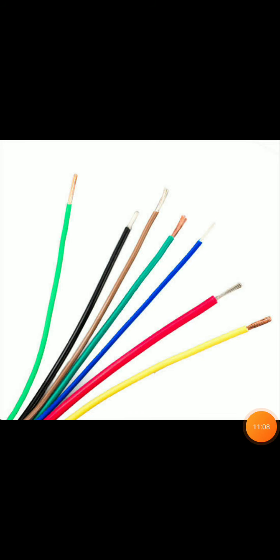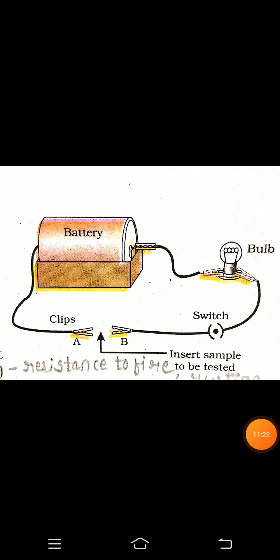Why are electric wires coated with such kind of substances? Wires are coated with such substances because it gives resistance to fire. Also, it prevents rusting. So, in between this A and B, if we keep metals, then it conducts electricity. So, we got the physical property that metals are good conductors of electricity.